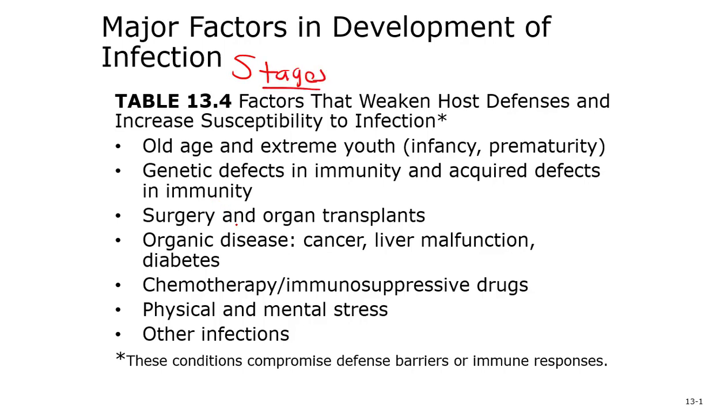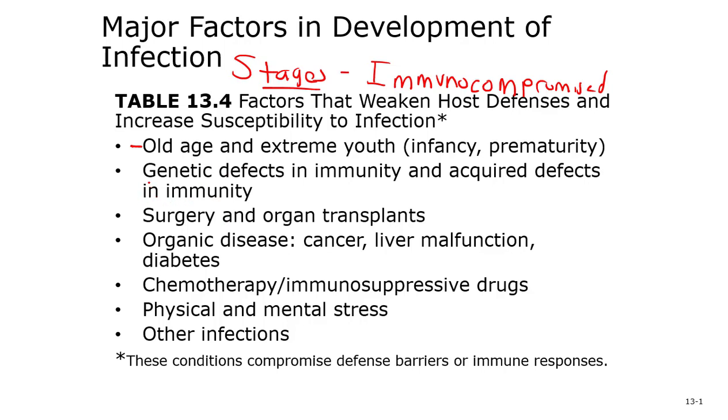So to start with, an individual that's immunocompromised. This means that they're more susceptible to infectious disease. And there are many things that could make a person immunocompromised. Extremely old age or extreme youth, like a newborn or infant, would be immunocompromised.